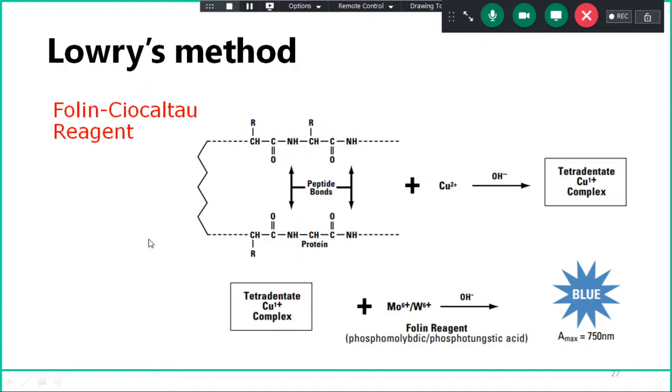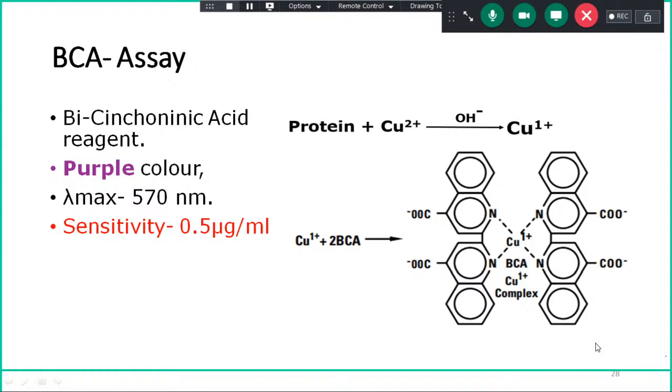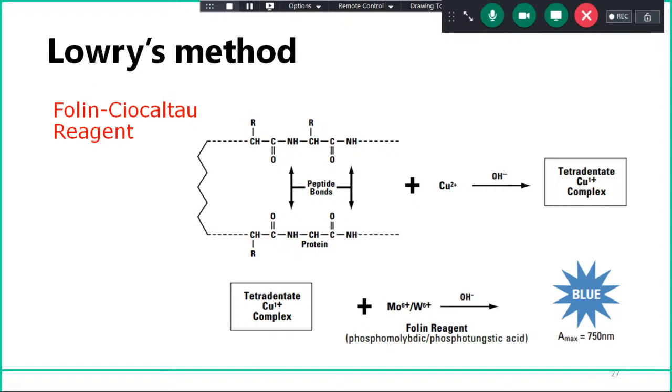Okay, so first the protein is reducing this cupric ion into cuprous ion and making a complex, and now this complex is again reducing this Folin reagent and giving a blue color compound, which gives absorption maxima at 750 nanometer, and this is much more sensitive than biuret.